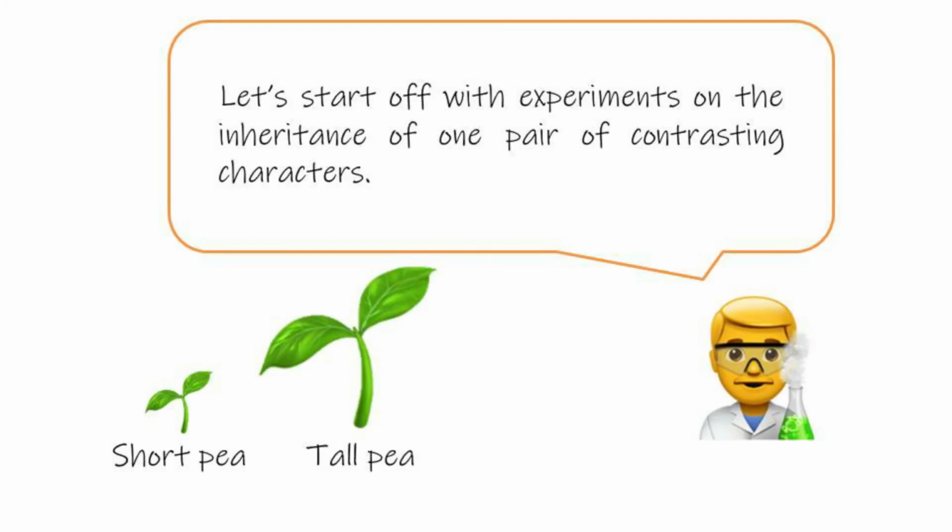As Mendel was interested in exploring monohybrid inheritance, he started off with experiments on the inheritance of one pair of contrasting characters, namely tall and short stems. This type of inheritance is called monohybrid inheritance because it involves a single characteristic controlled by a single gene.